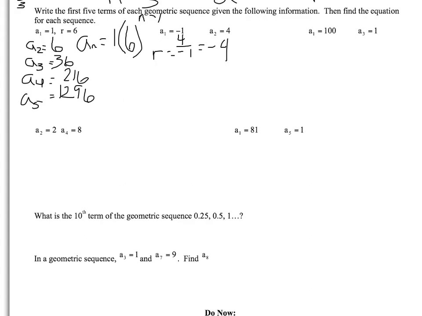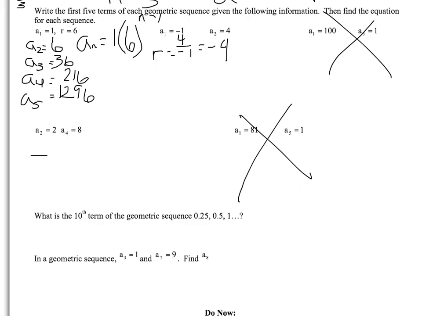Let me see what other ones we have here that I think aren't going to be too bad. Well, let's not worry about doing this problem ever. And also, let's not worry about doing this problem. Let's look at this other problem together. It says the second term is 2 and the fourth term is 8.